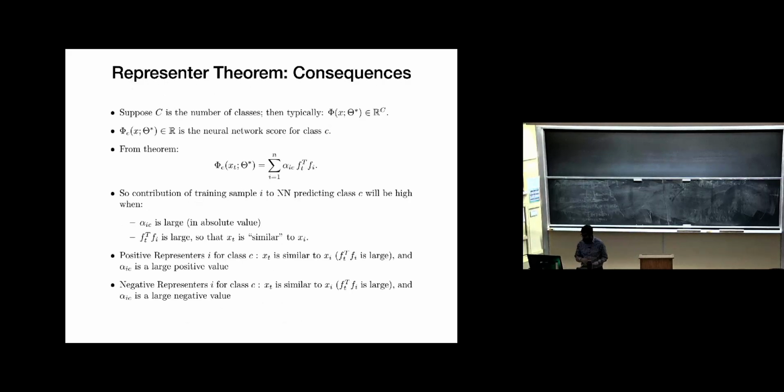So let's unpack this a little bit. So again, with these typical neural networks for multi-class classification, let's say capital C is the number of classes.